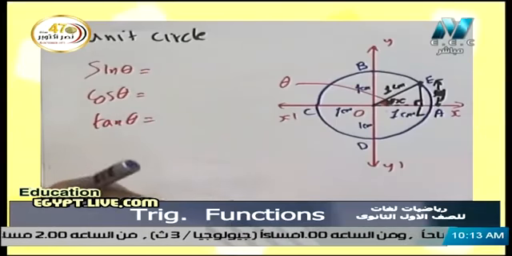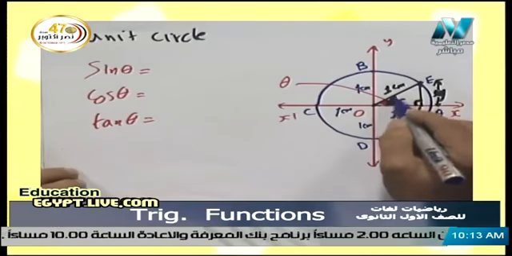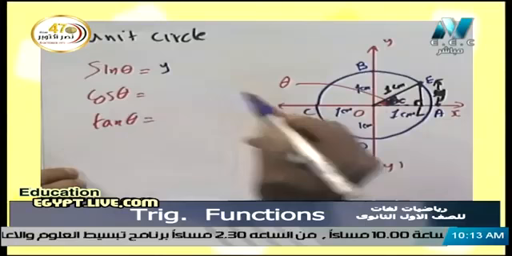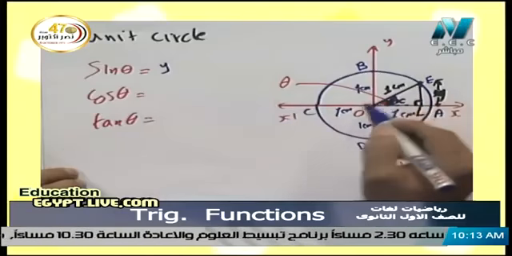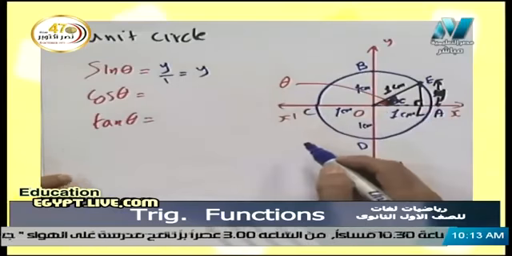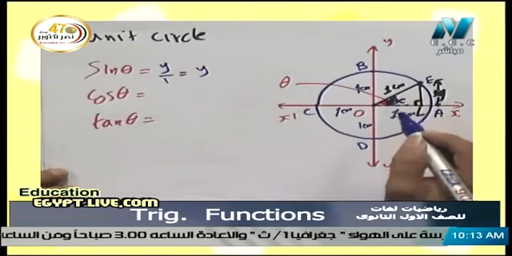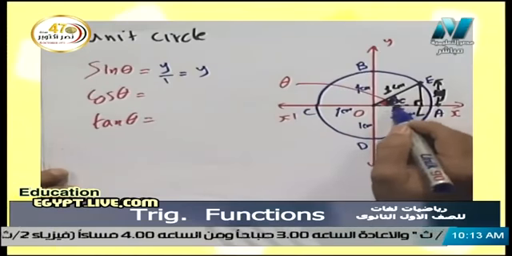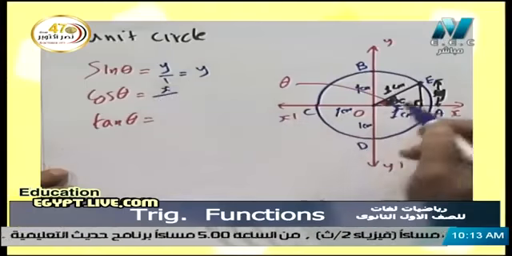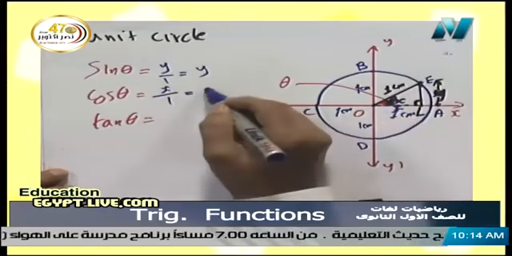What is the sine theta? We know sine of the angle theta here is opposite, which is y, over hypotenuse, which is 1. So sine theta equals y. And cosine theta equals the adjacent, which is x, over hypotenuse, also 1. So cosine theta equals x.